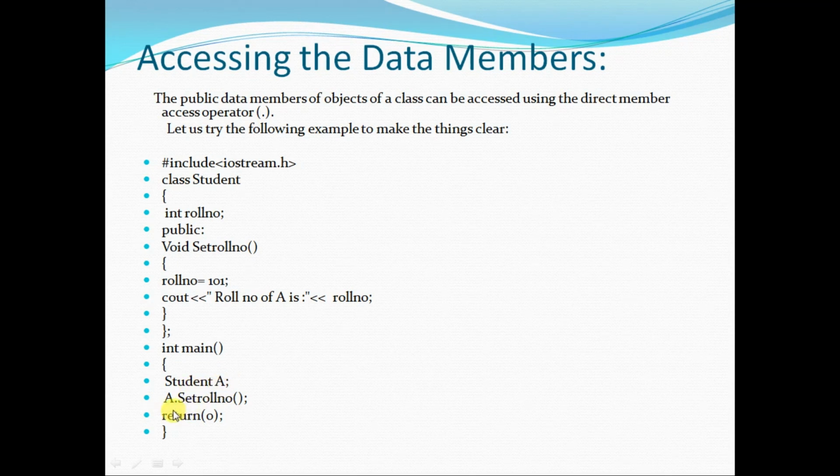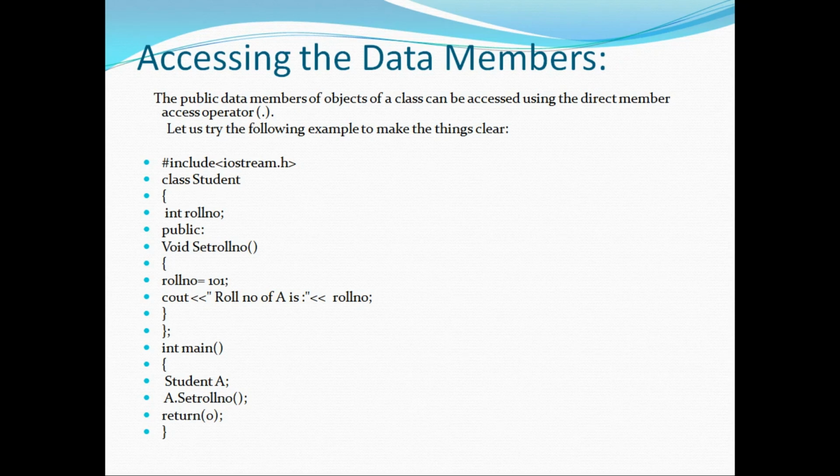Now, how to access a member function? This is the member function, set roll number. Now, it is accessed by the object: A dot member function name. So A dot set roll number. Now with the help of the dot operator we can access a data or function member from the class. So this is the return type, it is return 0.